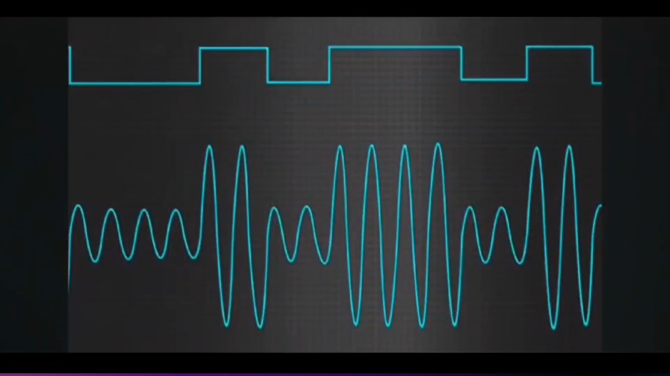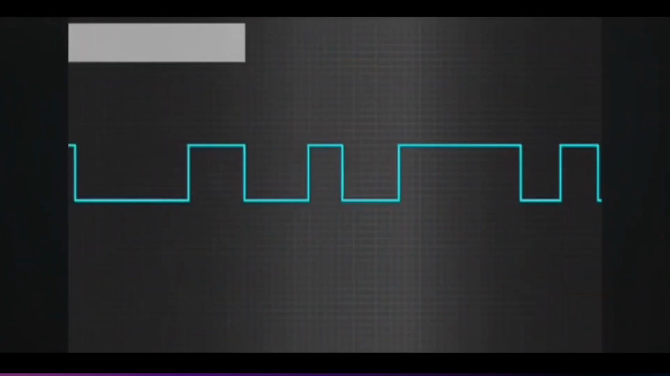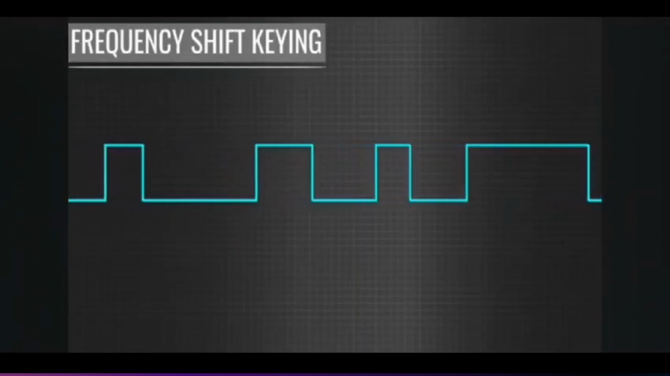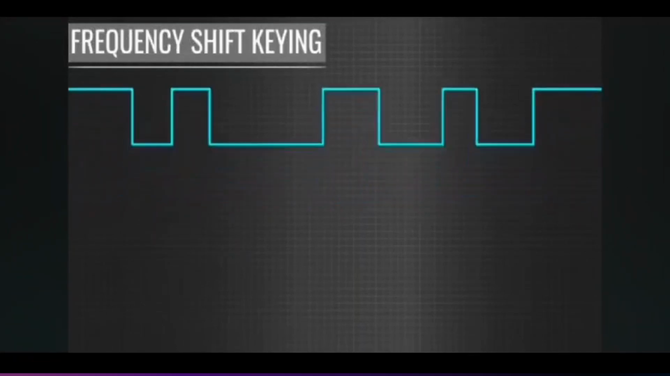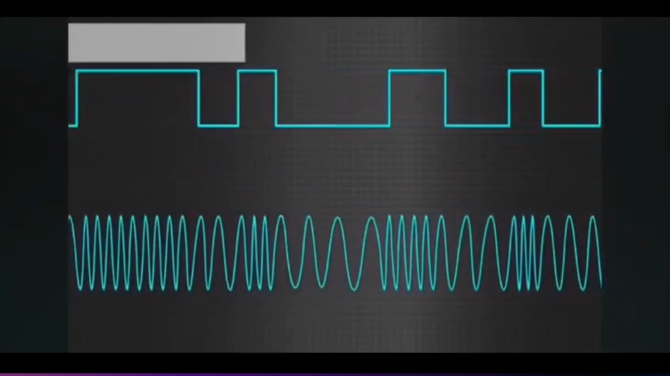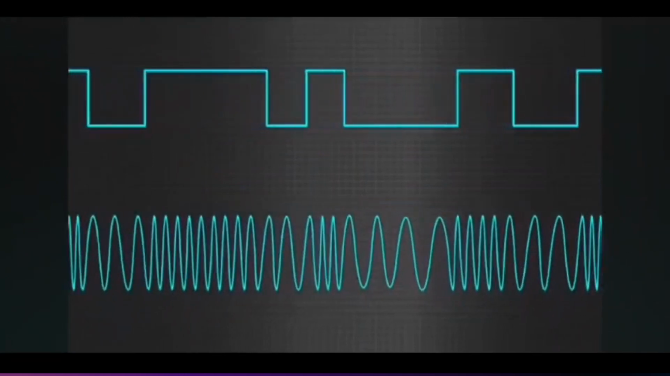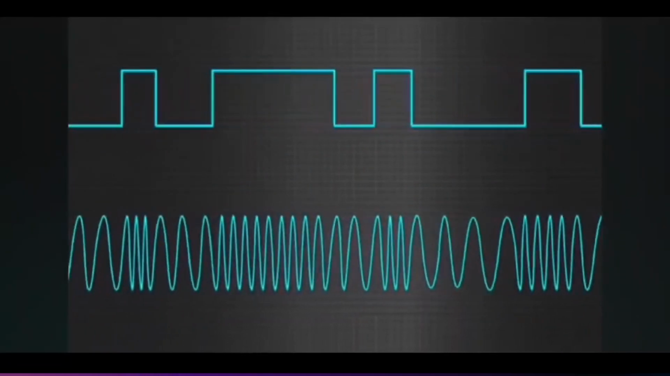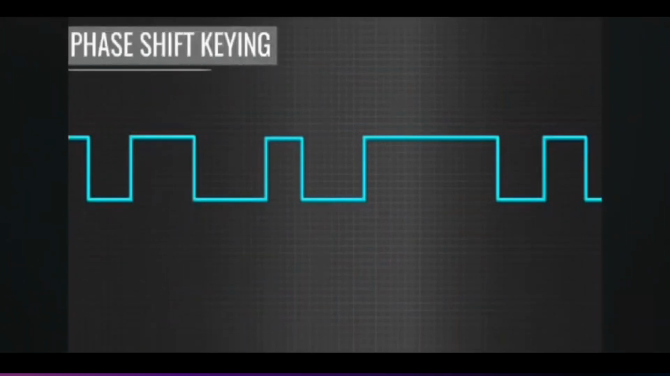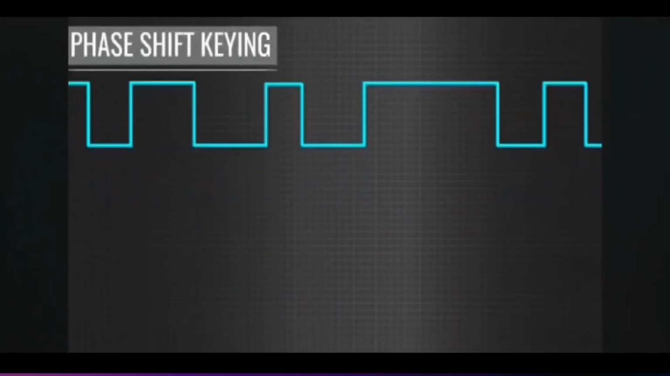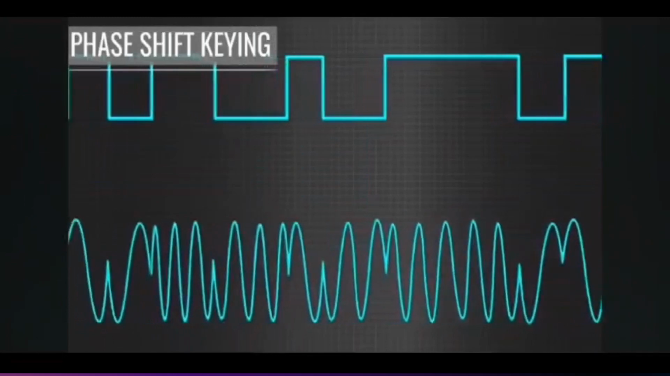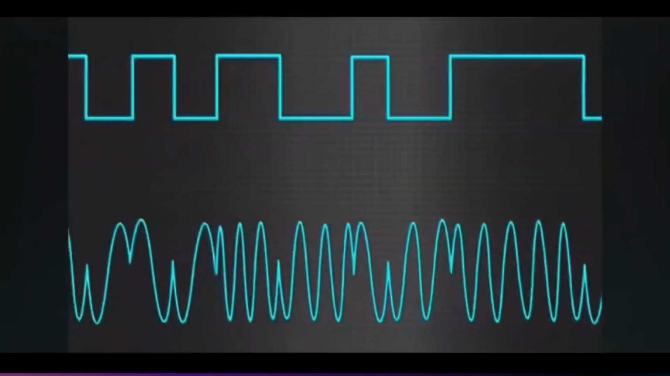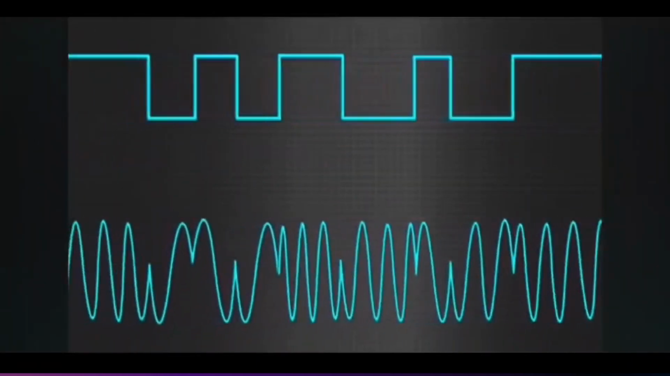The next technique is frequency shift keying. Here, based on the value of digital pulses, the frequency of the carrier signal is adjusted. High frequency relates to 1 and low frequency relates to 0. The third technique is phase shift keying. Here the phase of the carrier signal is changed by 180 degrees when the digital pulse moves from 1 to 0 or 0 to 1.